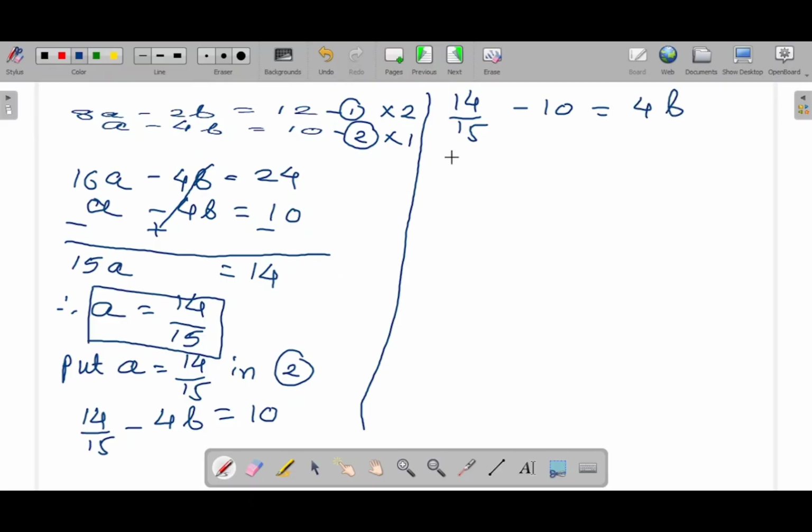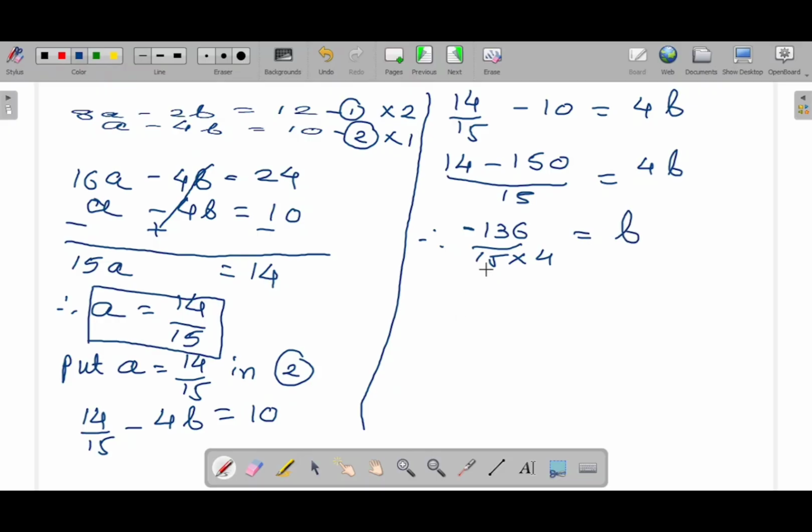Here we take LCM. So we have 14 minus 150 upon 15 is equal to 4b. That means 14 minus 150, we know we have to do subtraction, but bigger number is 150. The minus sign will come here. So it will become minus 136 upon 15 equals 4b. But what if I bring this 4 in the denominator? I will get b. Here it is possible for me to cut 136 with 4. So 4 ones are 4, 4 3s are 12, and then 4 4s are 16. So now I am having minus 34 upon 15, which is the value of b.